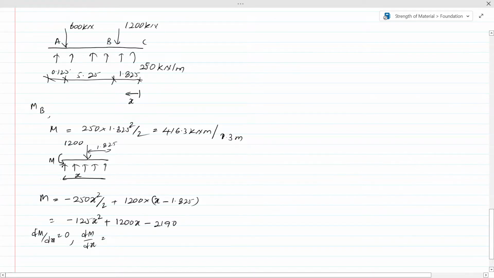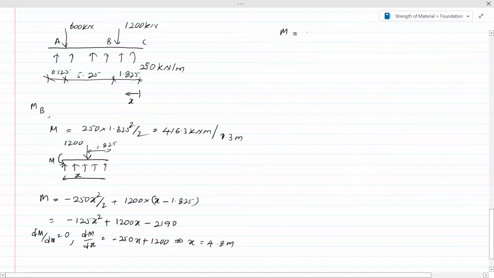First dM over dx from this equation: minus, again we have to multiply it by 2 when we differentiate, 250 x plus 1200. From this we can get x as 4.8 meters. Now we know the x. Now we can calculate the maximum bending moment. What's the maximum bending moment?